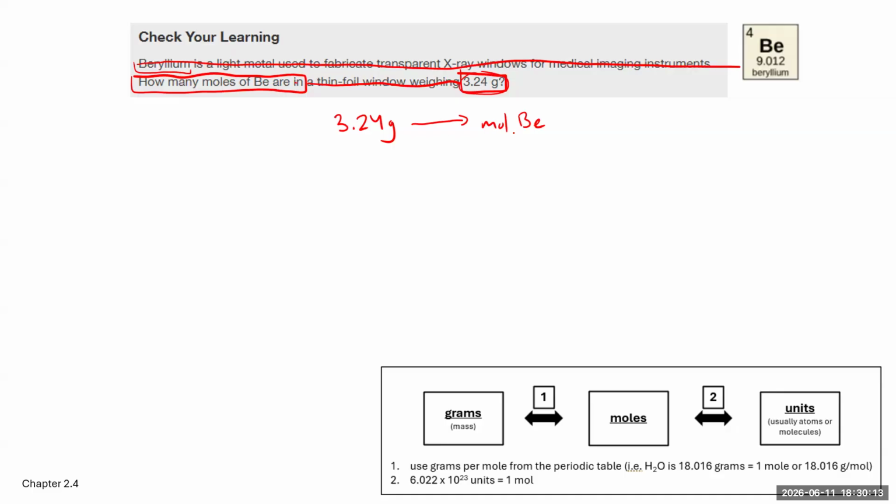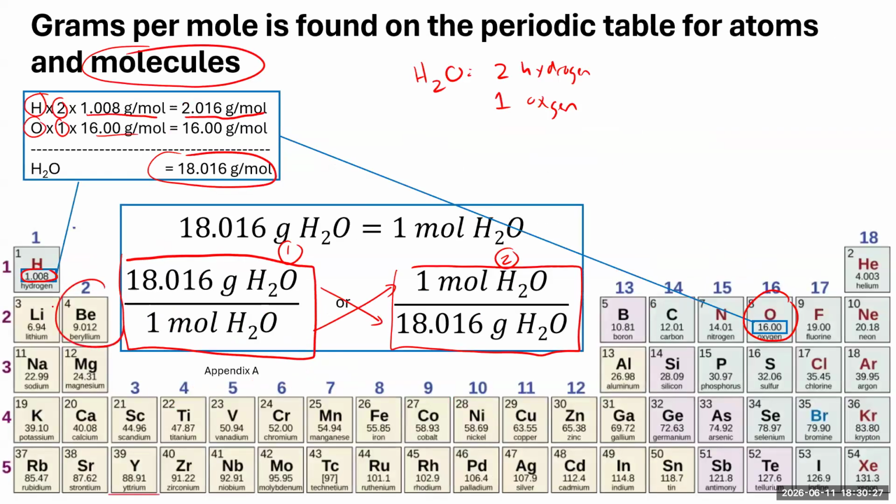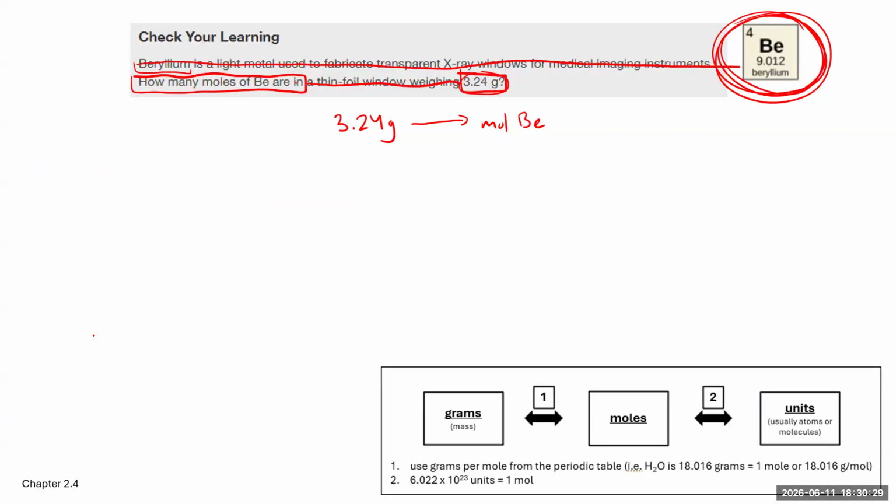All right, so now we're going to go from grams to moles. Well, where could we find a conversion rate that goes from grams to moles? Well, periodic table. Beryllium. Let's look it up. Beryllium's right here, right? Periodic table. I just cut that out. So we're going to start here with beryllium. And we have 3.24 grams of beryllium. And we want to go here, moles of beryllium, right? So I'm going to write some fractions.